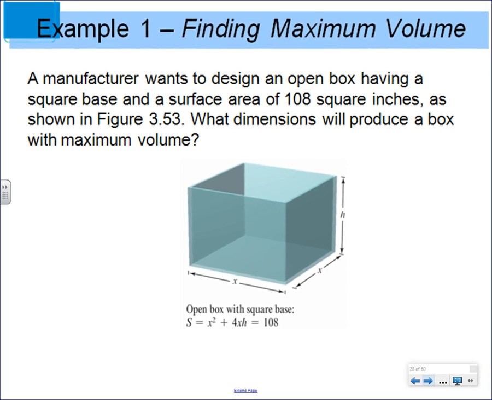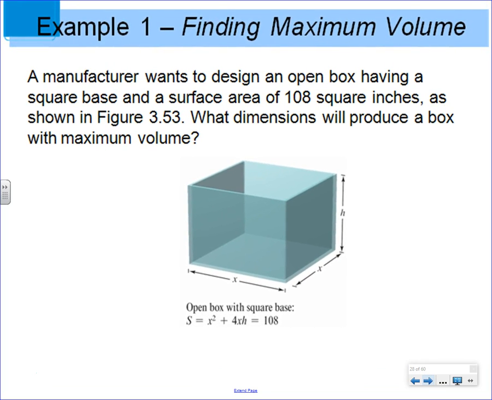In case you didn't know from reading the problem, the title says finding the maximum volume. And we have the following: a manufacturer is designing an open box with a square base and a surface area of 108 square inches. What dimensions will produce a box with maximum volume?